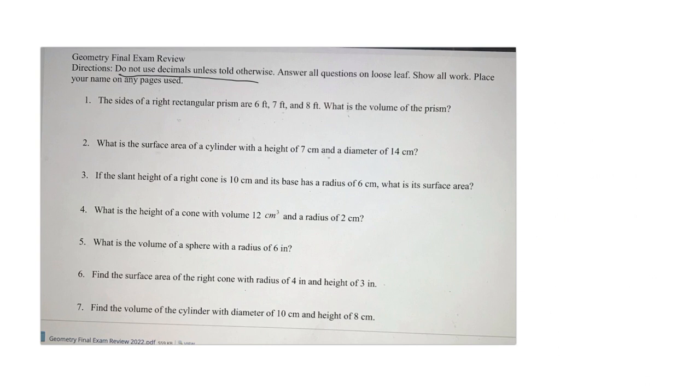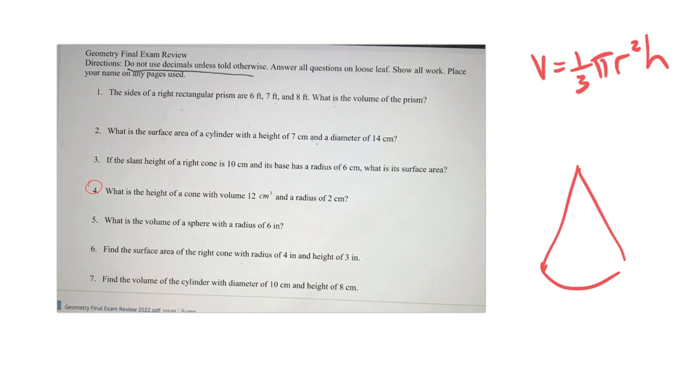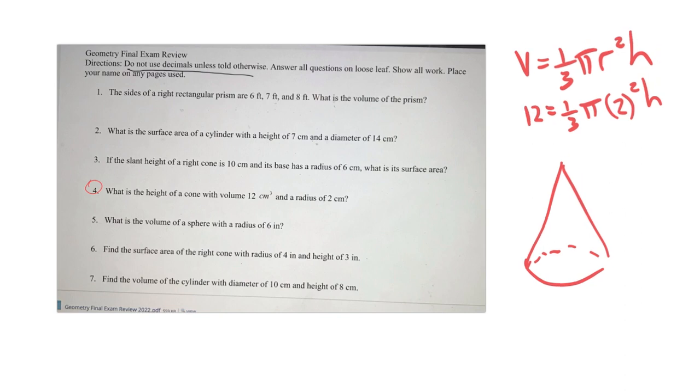All right, looking at problem number 4. What is the height of a cone with volume 12 and the radius of 2? So the volume of any cone is 1/3 pi r squared times the height of the cone. So we have this cone here, and we know that the volume is 12, so we can say 12 equals 1/3 pi times whatever the radius is. Now the radius is apparently 2, right? And we want to solve for the height, okay? We're trying to solve for the height. So how do you do that?